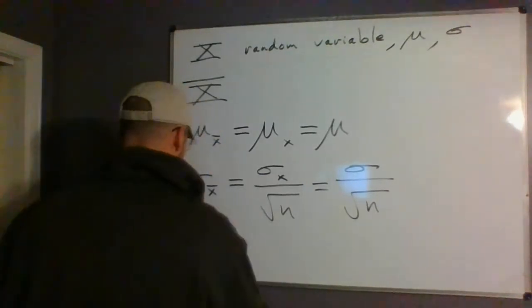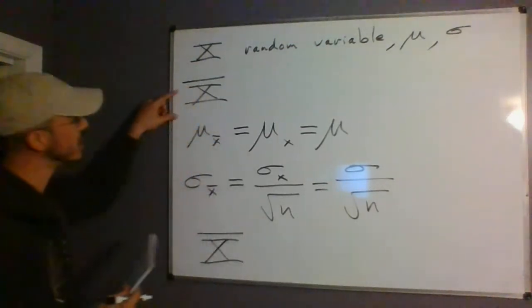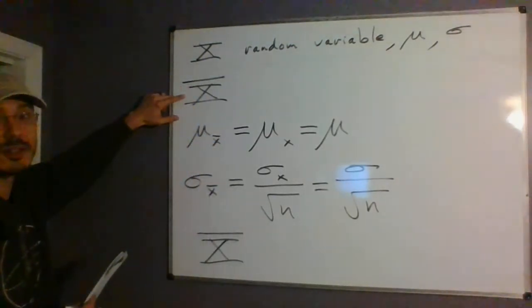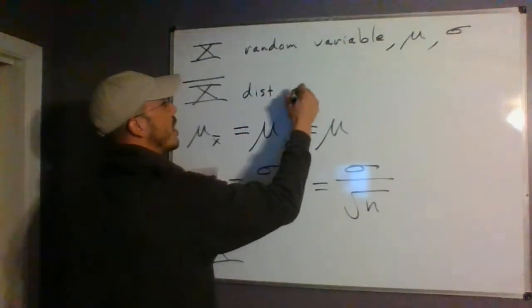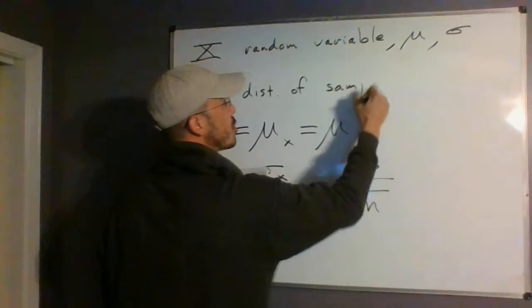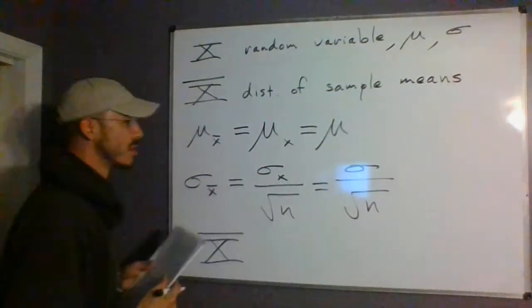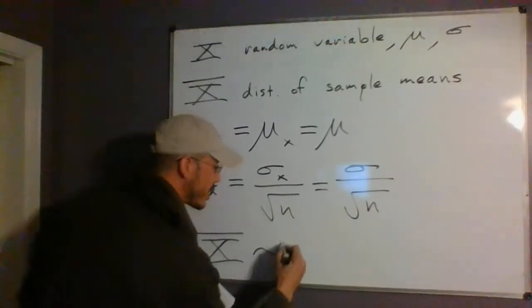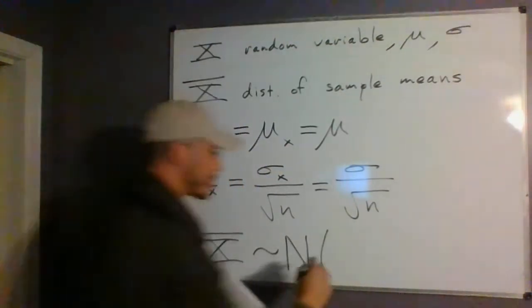I want to put this together to really write something down for this. The distribution of sample means is what it is. Here's the consequence of the central limit theorem.